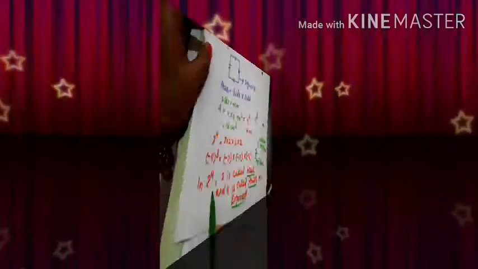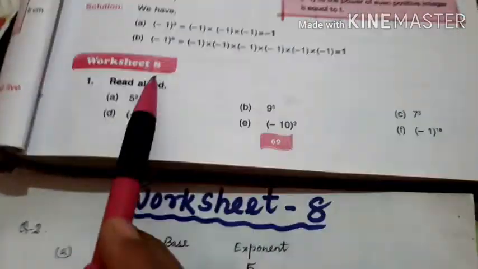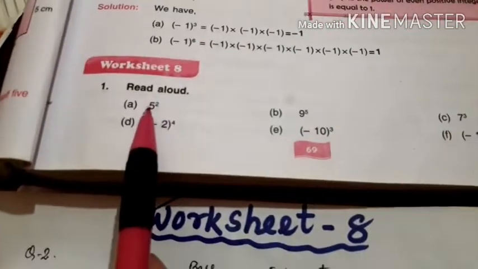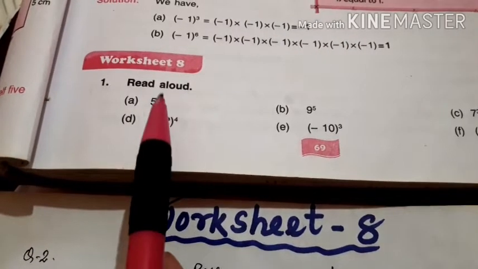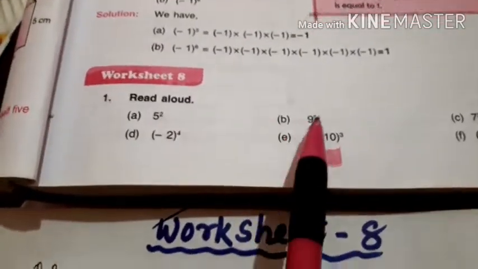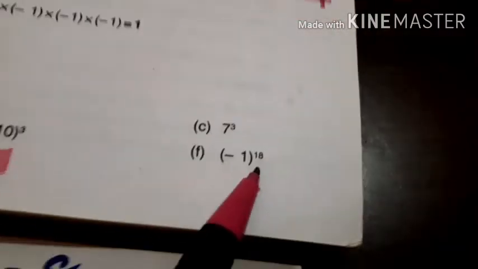Let's move to worksheet 8. Question number 1. Read aloud. A, 5 power 2. How can you read? 5 square, or you can read 5 to the power 2. B, 9 to the power 5. C, 7 to the power 3. Next, D, minus 2 to the power 4. Minus 10 to the power 3. Then minus 1 to the power 18.